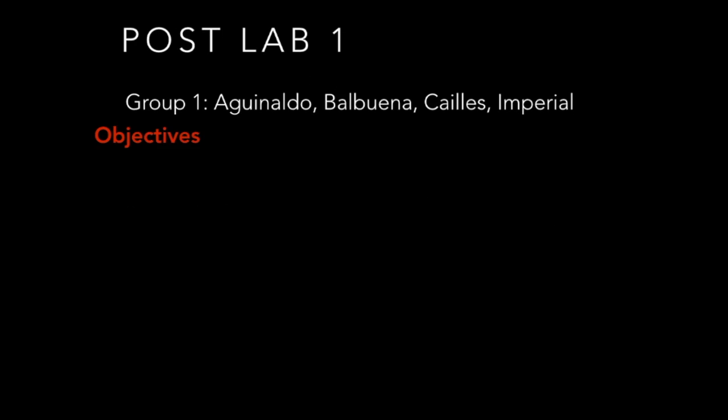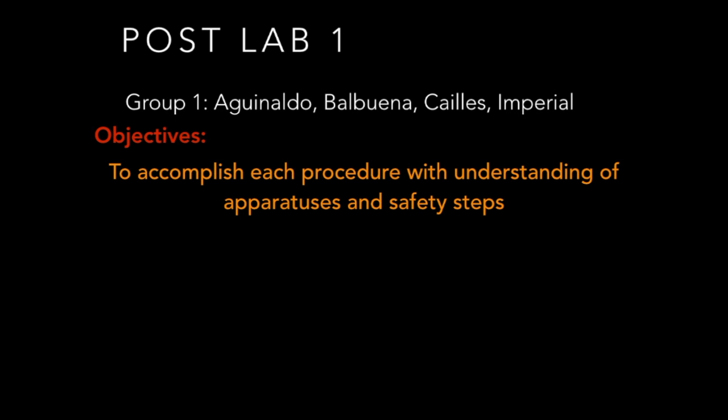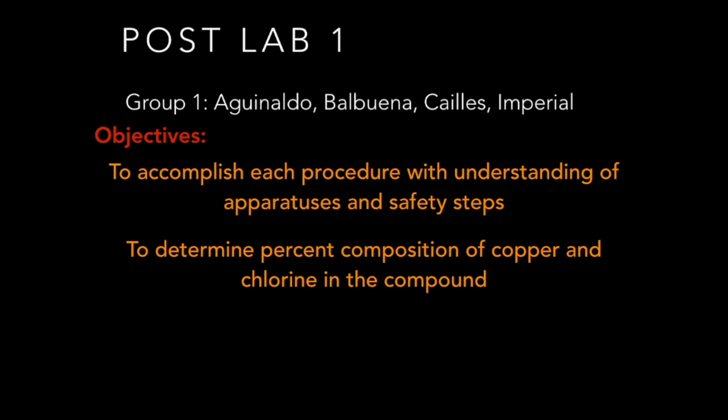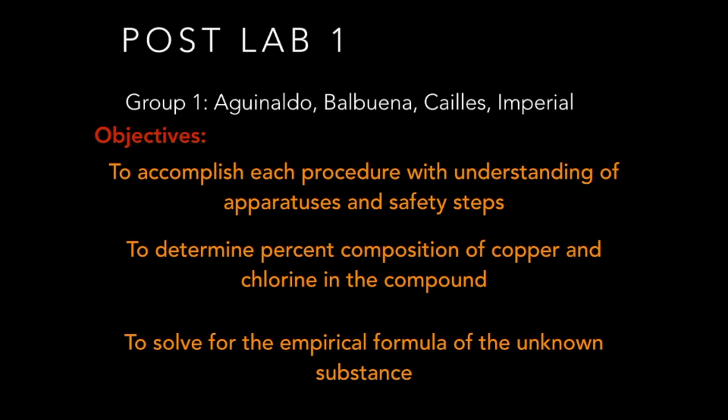At the end of the experiment, the students must be able to accomplish each procedure with understanding of apparatuses and safety steps, determine percent composition of copper and chlorine in the compound, and solve for the empirical formula of the unknown substance.